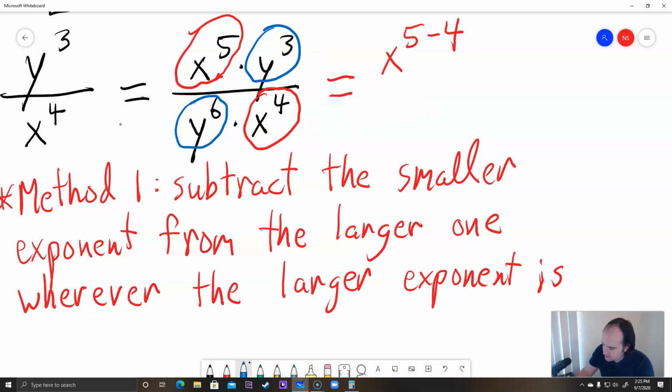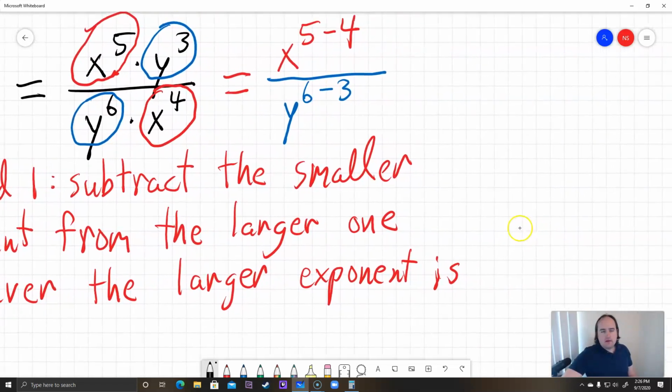Okay? So on the bottom here, we're going to have y to the 6 minus 3. So again, you subtract the smaller exponent from the larger one. So it's 6 minus 3, but it has to be wherever the larger exponent is. So here the larger exponent was 6, and that was on the bottom. So that's why we have y to the 6 minus 3 on the bottom. Okay? And it takes a long time to explain it in words, but once you get used to it, most people find this to be the easiest way to deal with exponents. Okay?